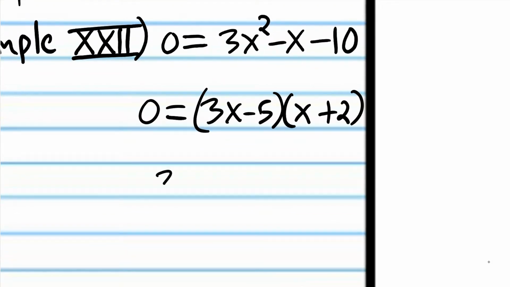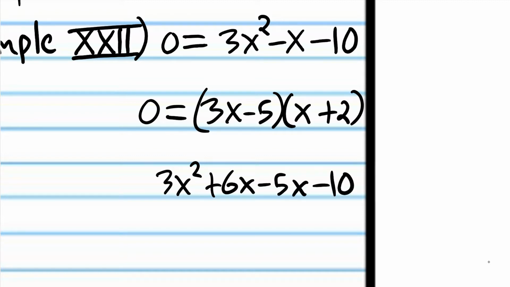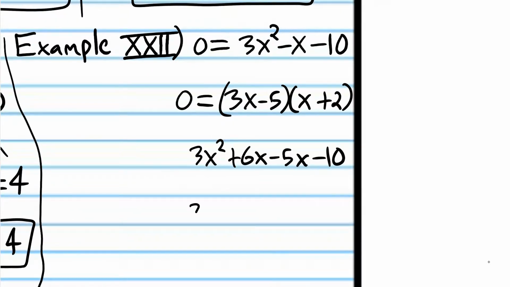3x times x is 3x squared. 3x times 2 is 6x. Negative 5 times x is negative 5x. And negative 5 times 2 is negative 10. Looks like we hit the jackpot. So 6x minus 5x is 1x. And that's good because we have the right sign.